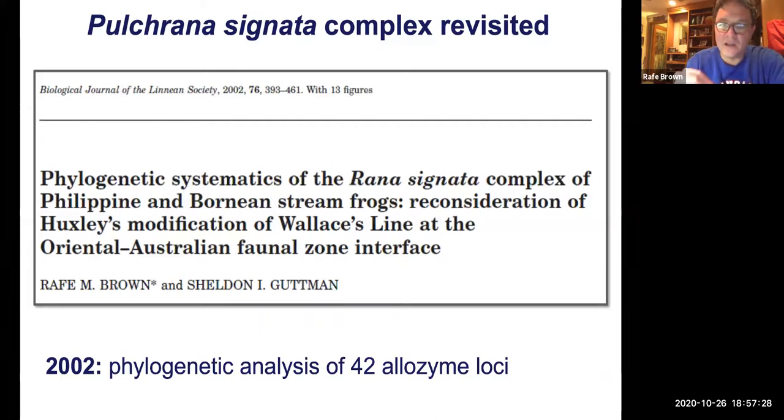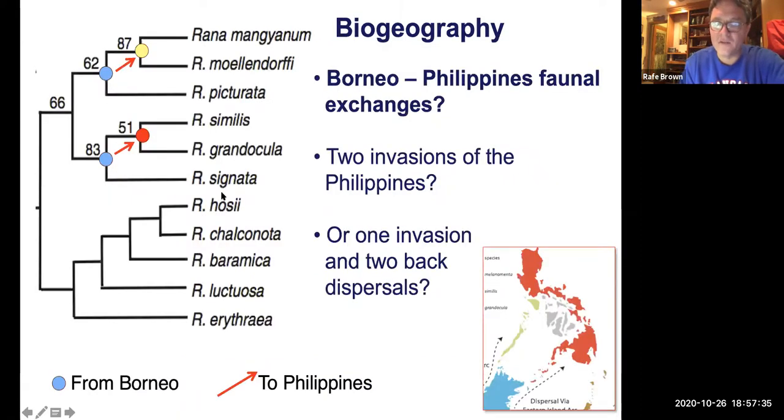In Guttman's lab, I was studying a phylogenetic analysis of 42 allozyme loci, so very old school. And here's a figure from that paper where I was trying to infer something about how these species may have colonized the archipelago, either into the western island arcs, as you can see up here, or the eastern, the red here. I wanted to know whether it was potentially two invasions of the archipelago or one invasion and one back dispersal. With our non-quantitative biogeographical techniques at the time, there wasn't much we could do with it, right? So this is something I always wanted to come back to.